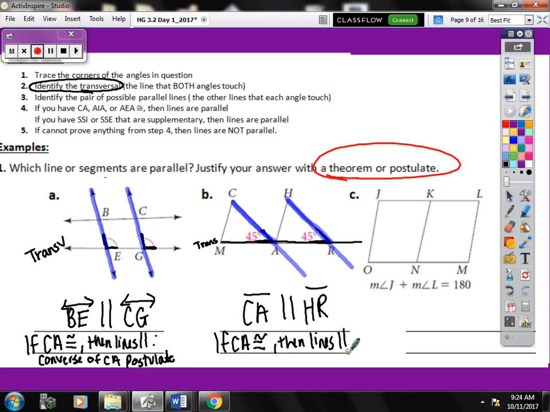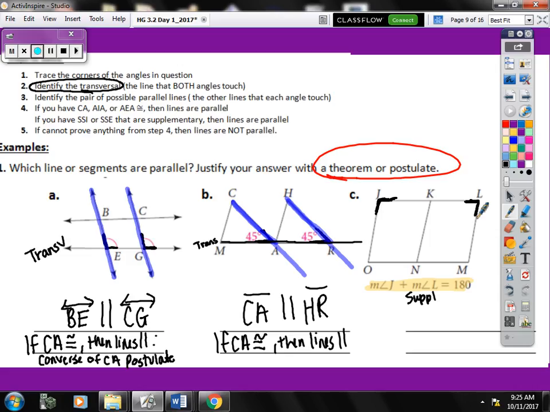Okay, now the next one doesn't mark anything in the picture, but they do give us a given statement down here. They tell us that the measure of angle J plus L equals 180. We know if two angles add to 180, that means they're supplementary. So let's go ahead and trace angle J, the corner, and angle L. If those two angles are supplementary, which segments are parallel? Remember, identify your transversal first, and then identify the other possible segments that could be parallel. Which segments would be parallel?